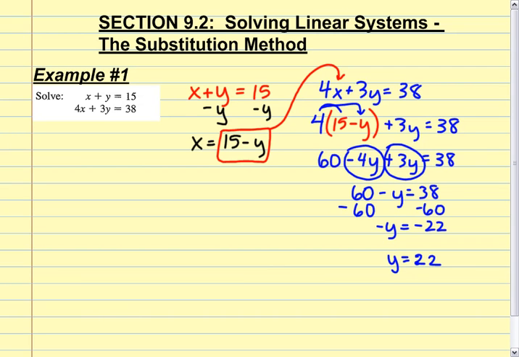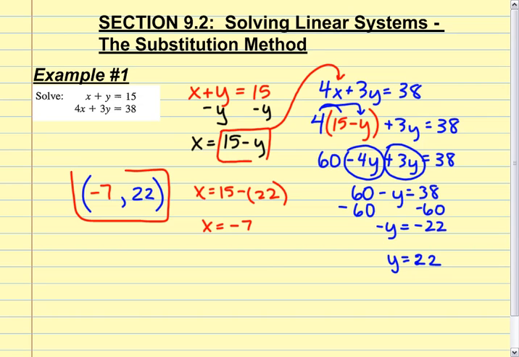All right? Good. Now, remember, if I were graphing this, this would be two lines, and they would intersect at a point, and the point has two coordinates. Well, we know that the y coordinate is 22. We need to find out what the x coordinate is. Isn't it nice? We have an equation that says x equals something. X is equal to 15 minus y. And y is equal to 22. So that's going to give us x is equal to negative 7. And that is the solution to the system.